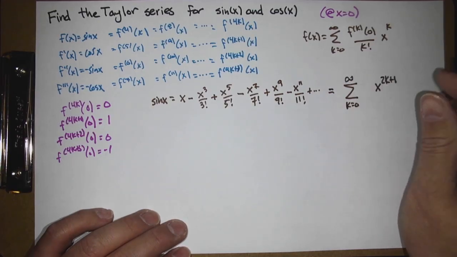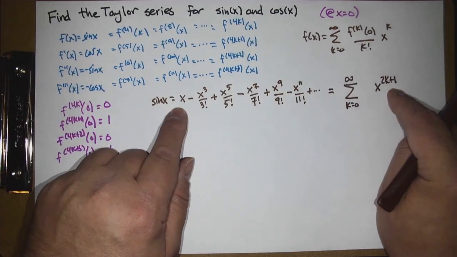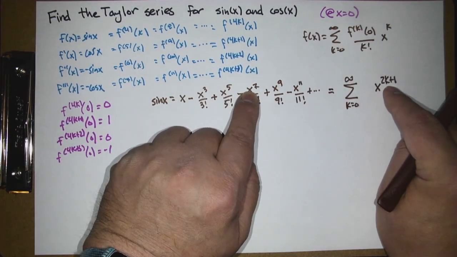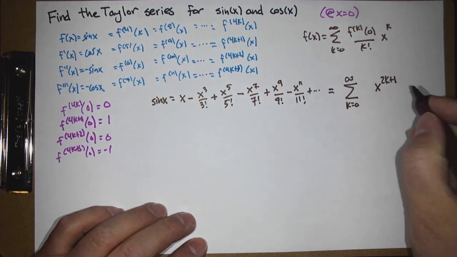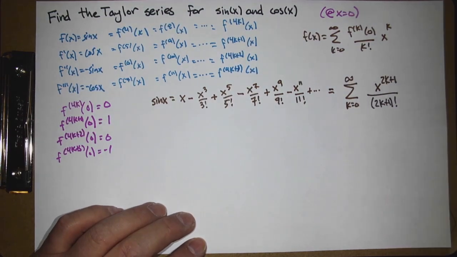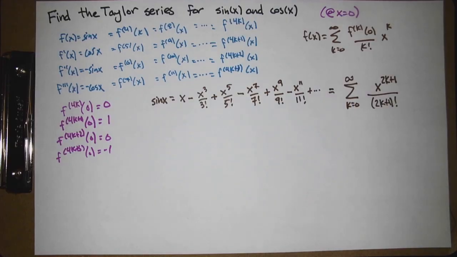Because 2 times 0 plus 1 is 1. 2 times 1 plus 1 is 3. 2 times 2 plus 1 is 5. 2 times 3 plus 1 is 7, and so forth and so on. Downstairs, we have our factorial going on: 2k plus 1 factorial. Do we need anything else?